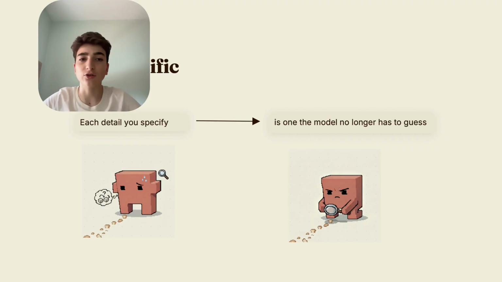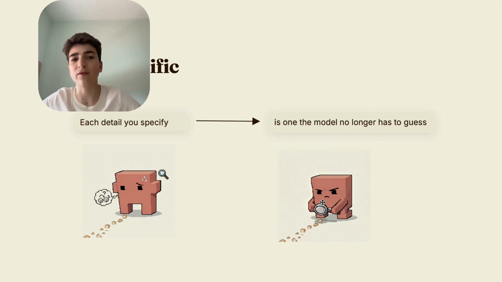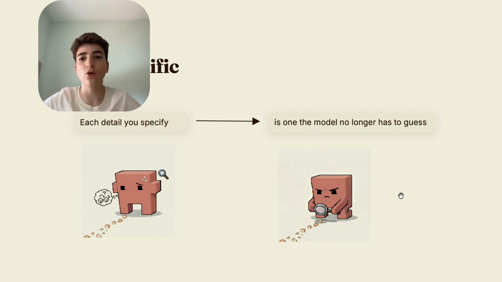So it takes a lot more time and tokens, so it costs you more. Then each detail you specify is one the model no longer has to guess. As we can see in the second image, this one is focused on the task that you have given it. It knows for sure what it has to do, so it goes there and starts right there. So it knows what it has to find, what it has to look at, what it has to do, the output it has to give you, and it's much faster.